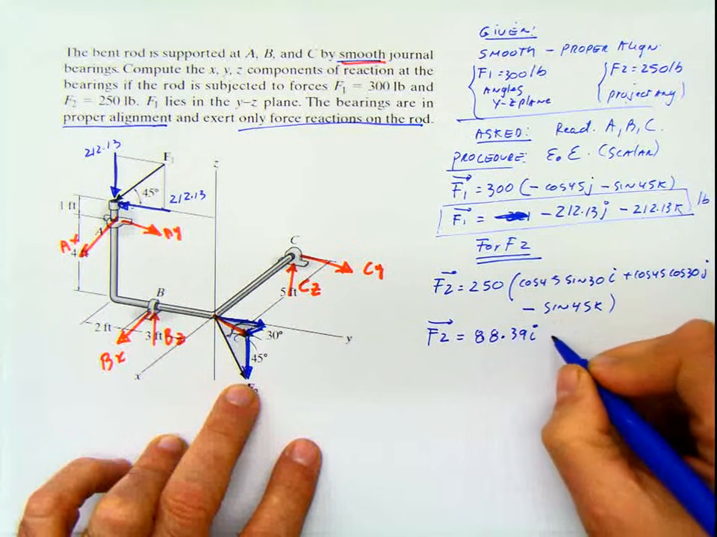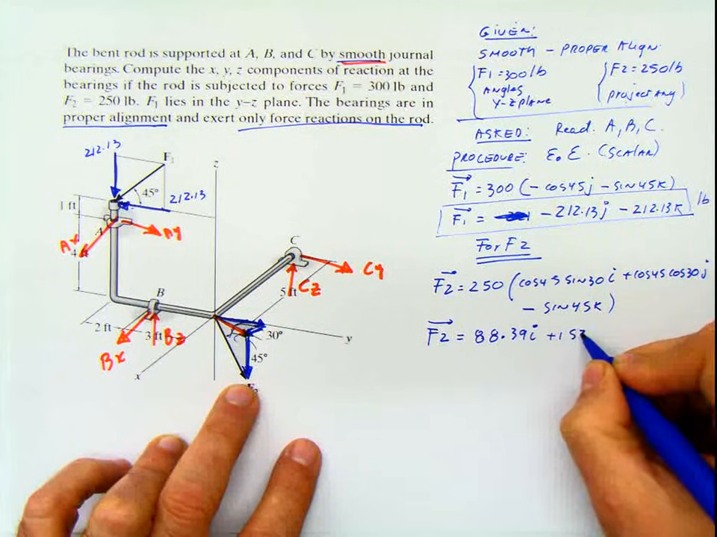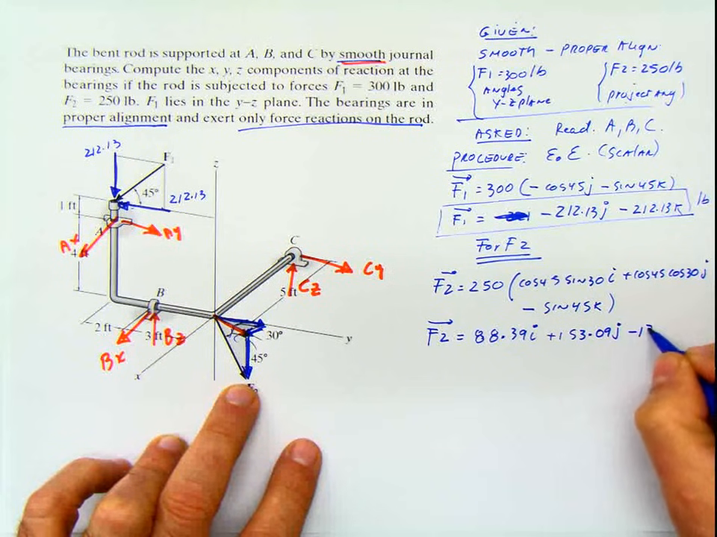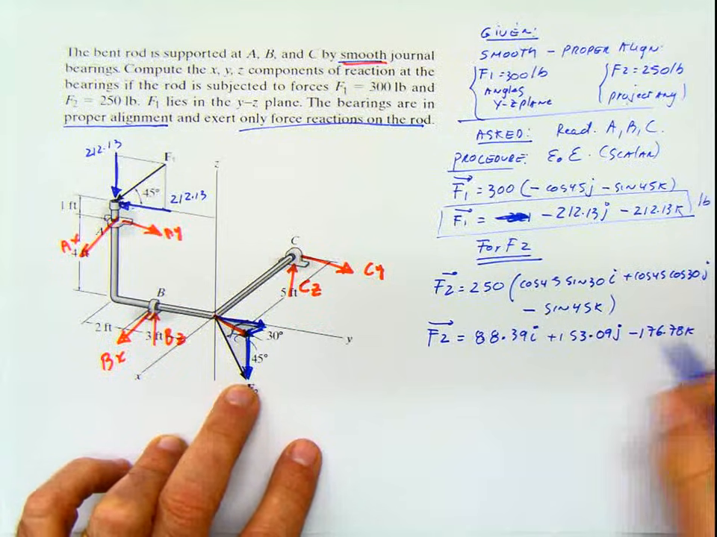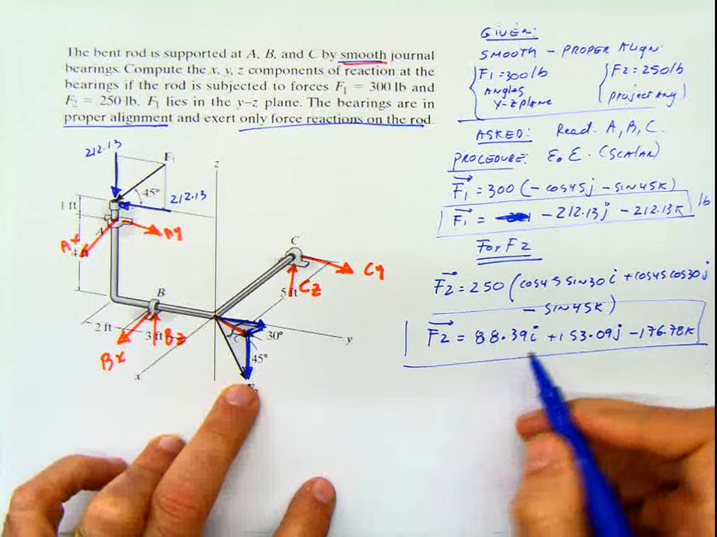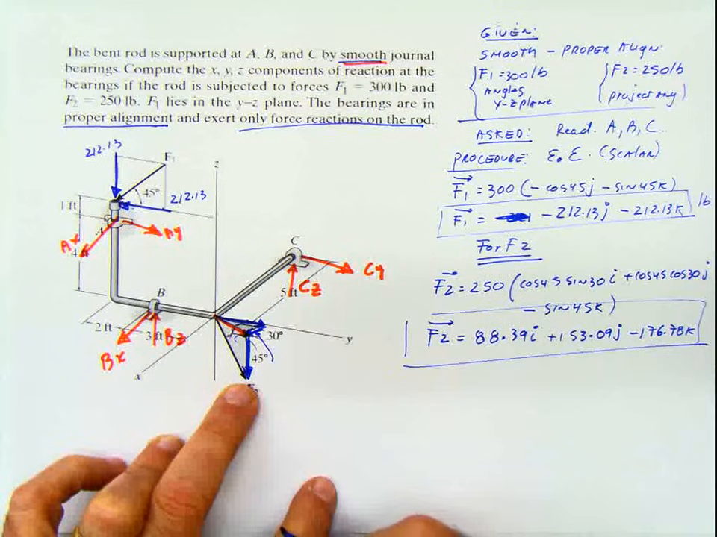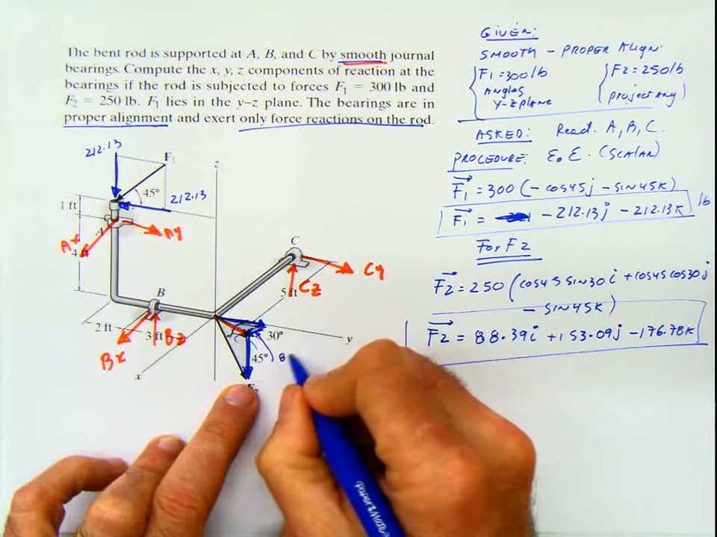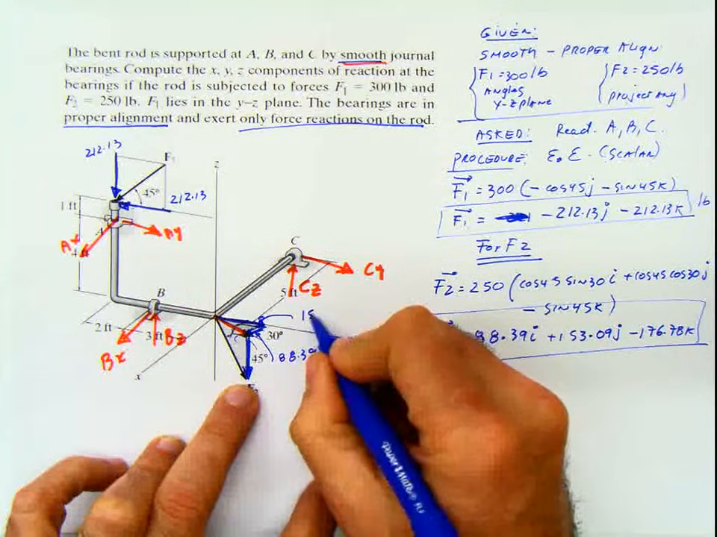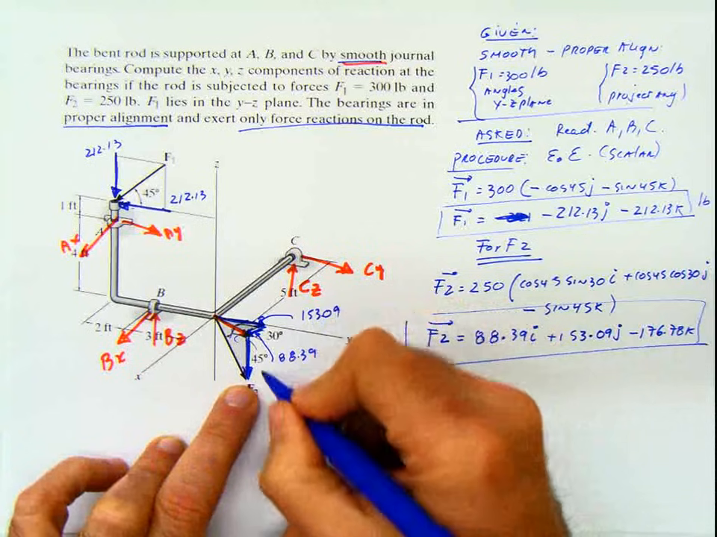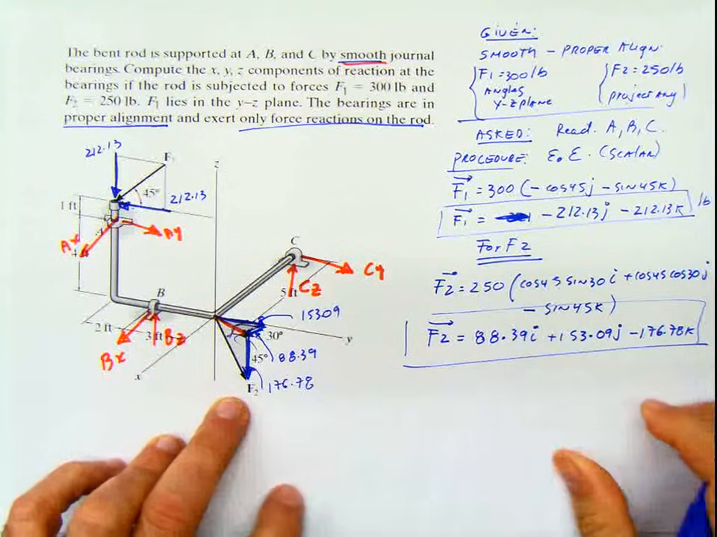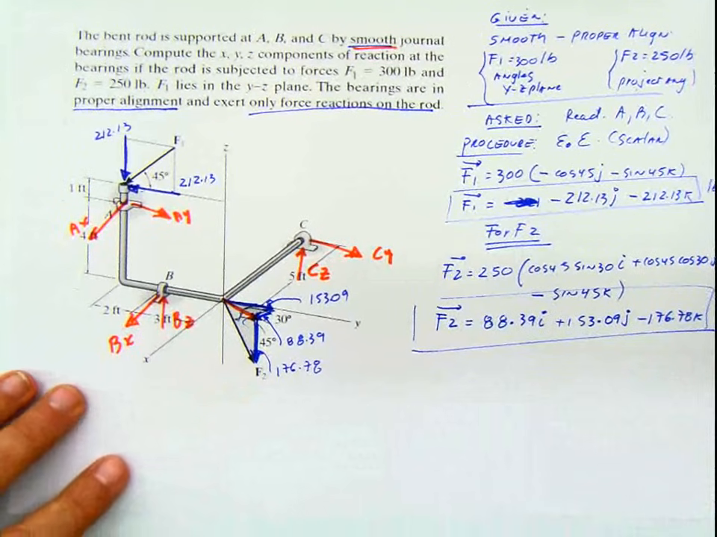So F2 is going to be 88.39i plus 153.09j minus 176.78k. Once again, I don't need this like that. The only thing that I need to know is that this force is going to be 88.39. This other force is going to be 153.09, and this other force is going to be 176.78. There you go. Now we start applying our equations of equilibrium.